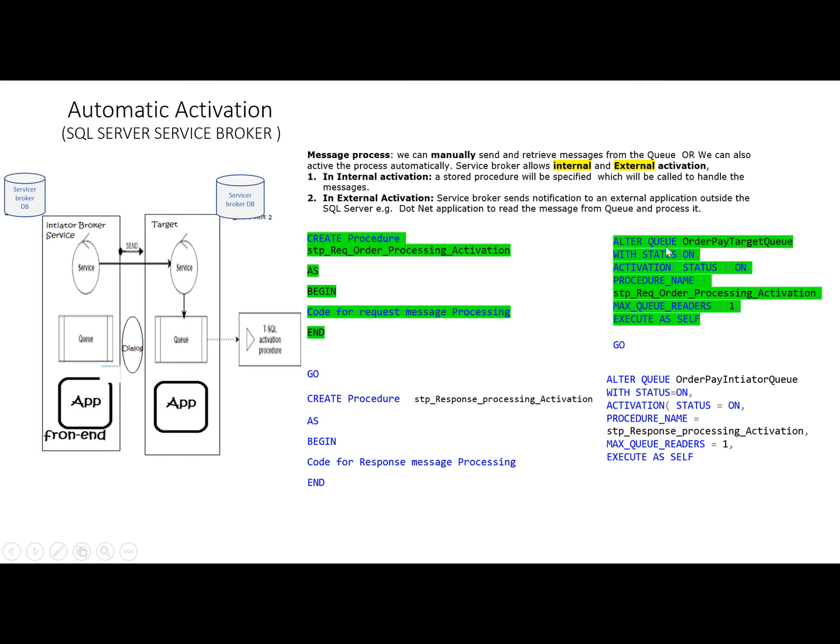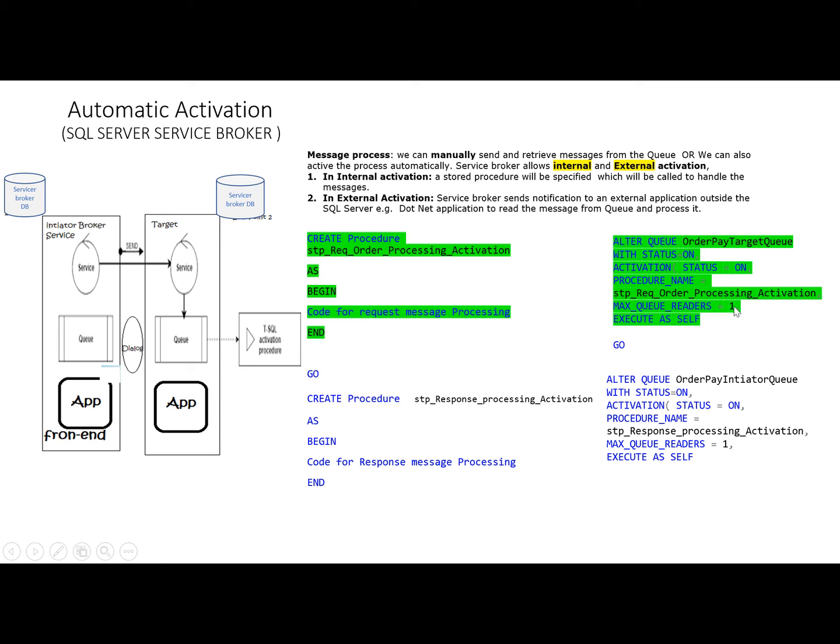I will alter the queue, this is my target queue. The target queue name is order pay target queue, and here I have to modify activation status equal to on. And in this activation I will mention the procedure name which I created earlier. The procedure which I am going to mention here must exist. So first I have to create the procedure, then I have to modify the queue to mention that procedure. So this is the procedure name, and here is one key field, max queue readers.